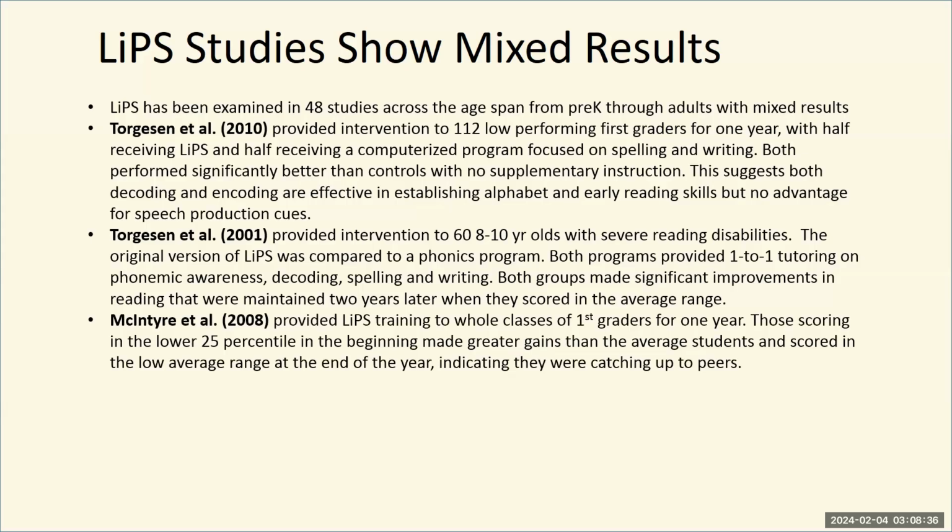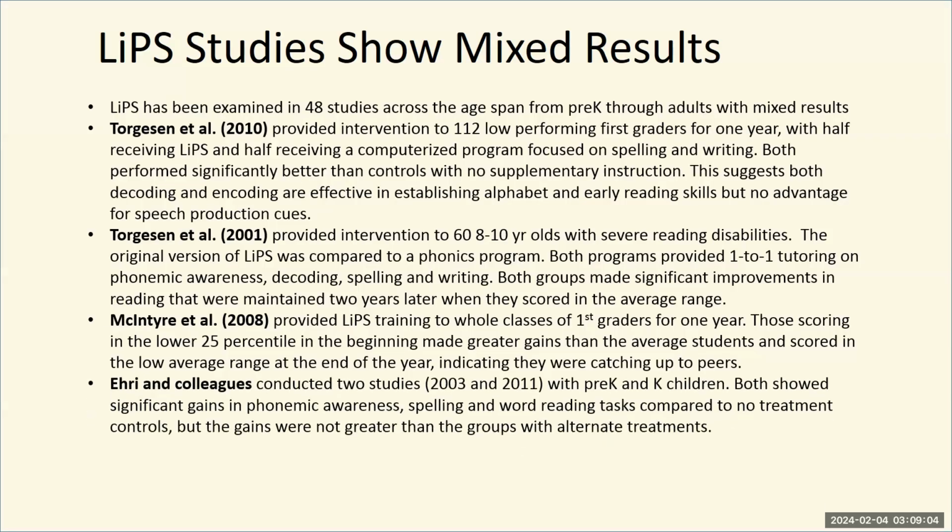McIntyre provided LIPS training to a whole class of first graders for 1 year. Those scoring in the lowest 25th percentile at the beginning made the greatest gains compared to the average students and scored in the low average range by the end of the year, indicating they were catching up to their peers. So nothing else was compared with LIPS, but the children who were performing lower in the class did make great gains.